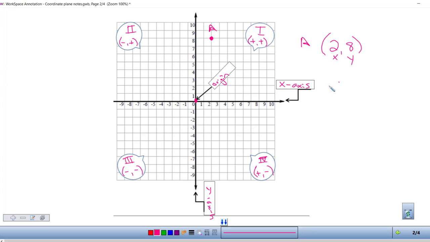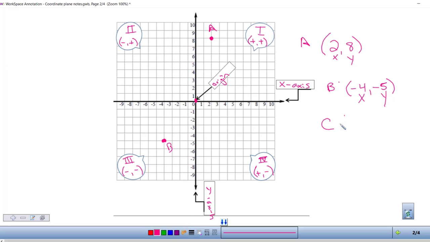Okay, let's try another one. Point B is at negative 4, negative 5. I start with my x, and then I do y. From the origin, x is negative 4, so I go to the left 4, and then negative 5, I go down 5. That is point B.